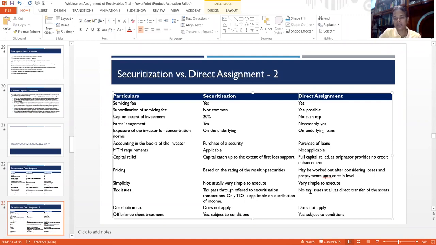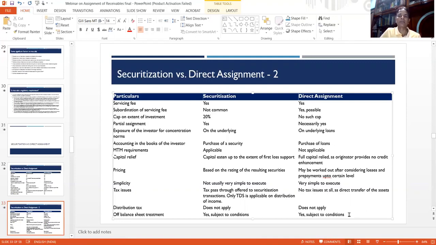Securitization transactions are relatively not as easy as DA. DA is very easy. There was a tax pass-through issue earlier, that issue has now been eliminated because of the income tax amendment. Distribution tax is not applicable anymore now.